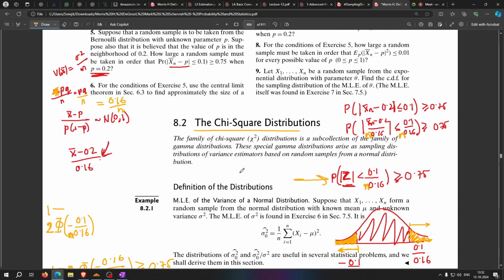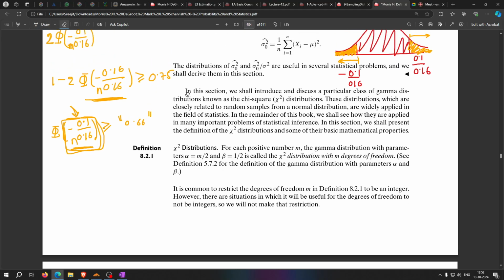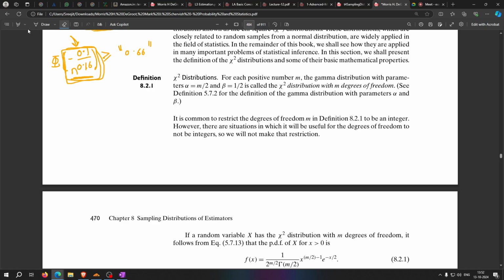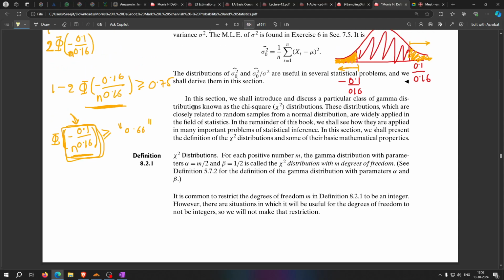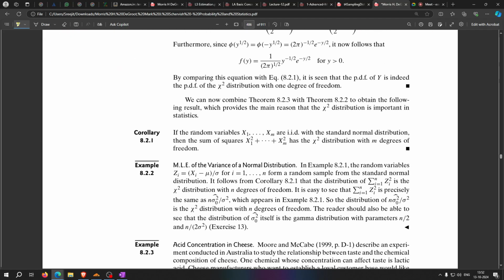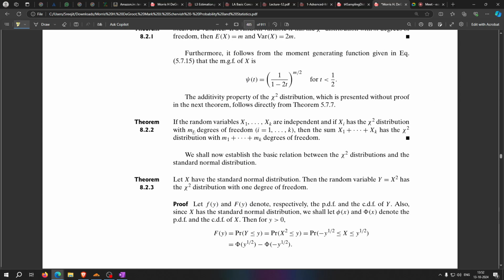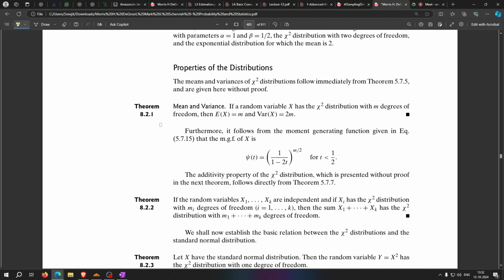8.2 is chi-square distribution. There is nothing really special going on here. I would say completely ignore the theorems right now. Just remember the properties, and that should be it. I don't think we are going to get questions directly from these distributions, because ma'am has not spent too much time on it. Ma'am spent much of her time in 8.4 and 8.3. So those are the two important areas.